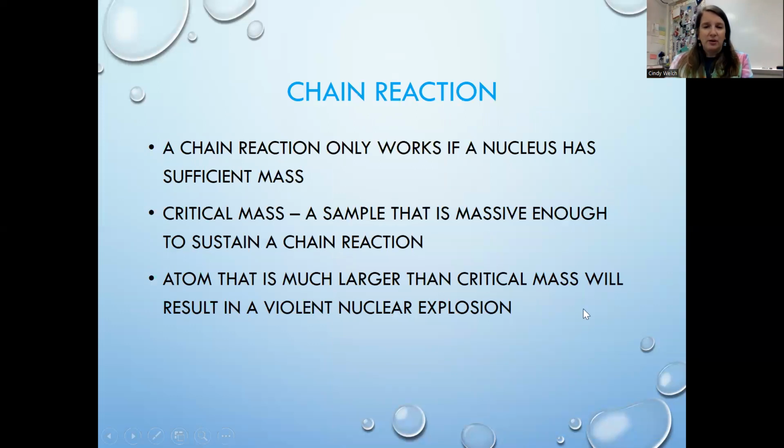So this is what I was talking about with the chain reactions. And now in order for the chain reaction to occur, the nucleus has to have enough mass. So just because you have a whole bunch of uranium atoms in that same container doesn't mean that all of those uranium atoms have the same mass because of isotopes. So they do have to have the right mass. It's called the critical mass that is going to be able to keep that chain reaction going.